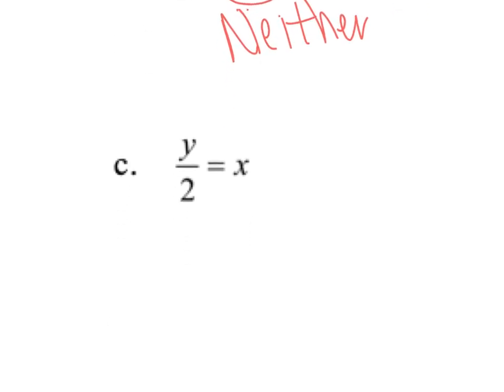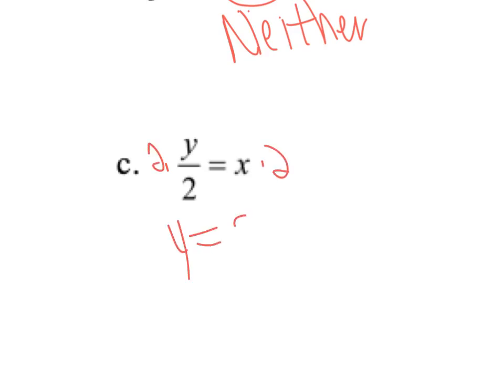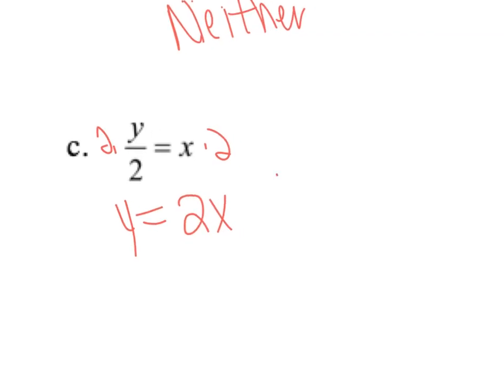Okay. And this last one, again, we want to get y all by itself first. So I'm just going to multiply both sides by 2. And I get y equals 2 times x. That's definitely linear. I've got a slope of 2, or my a value in this case is 2. So this one is direct.